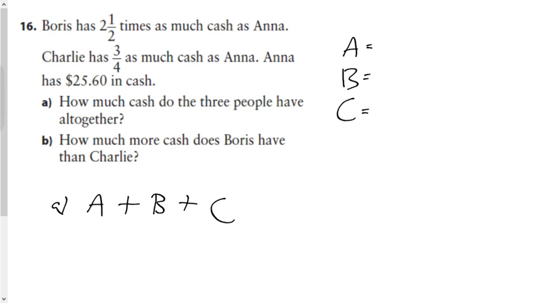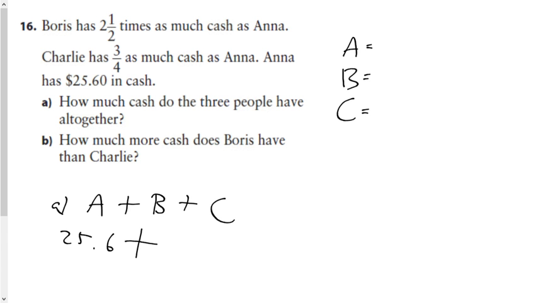So Anna plus Boris plus Charlie. So if I start off by organizing my information like that, I'm not doing any math yet. I'm just saying that's the sum of all three. And then I'm going to substitute all of them for how much they have. So Anna is pretty simple because it's just $25.60. I don't need my dollar sign. I'll just put 25.60 plus.